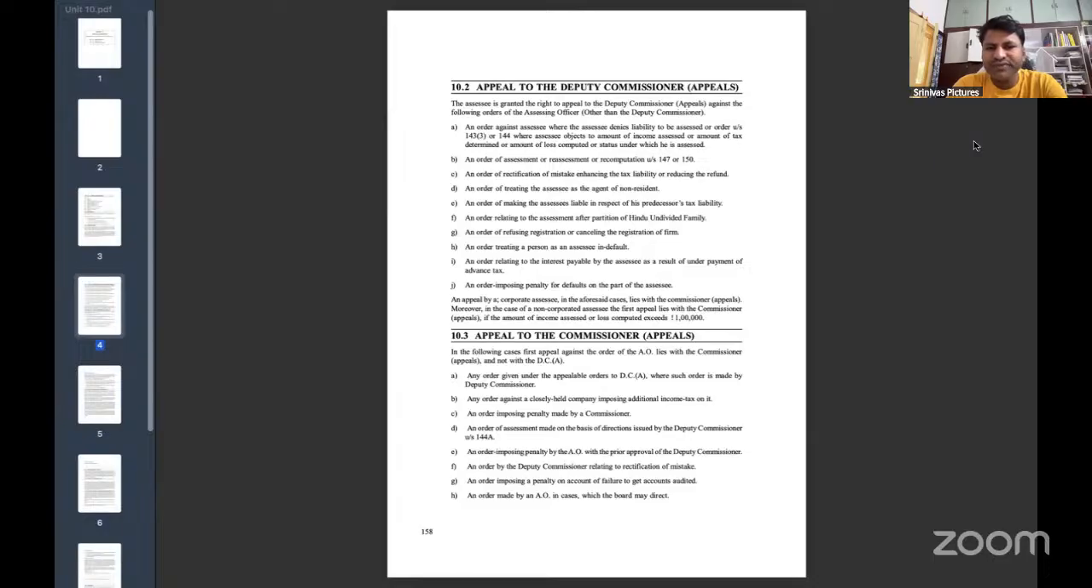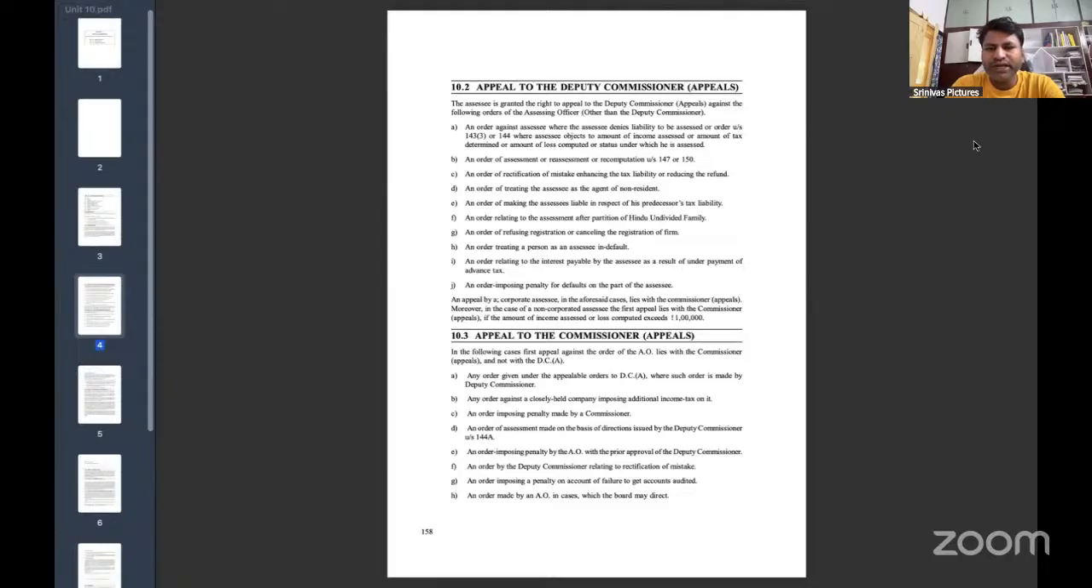In what situations can they appeal? An order against the assessee where the assessee denies the liability to be assessed, or an order under section 143 or 144, where the assessee objects to the amount of income or tax determined or the amount of loss computed. An order of assessment, reassessment or recomputation under section 147 or 150. An order of rectification of mistake enhancing the tax liability or reducing the refund.